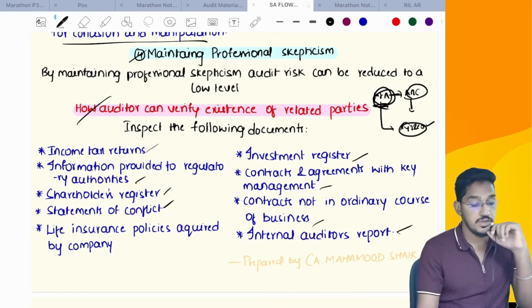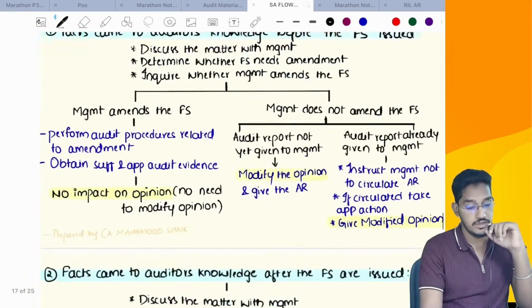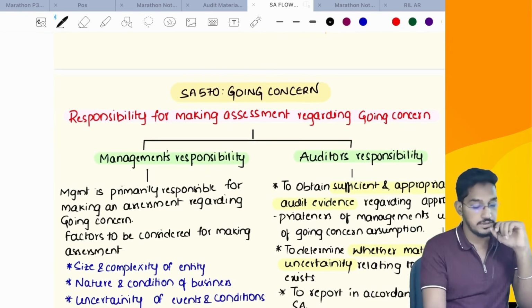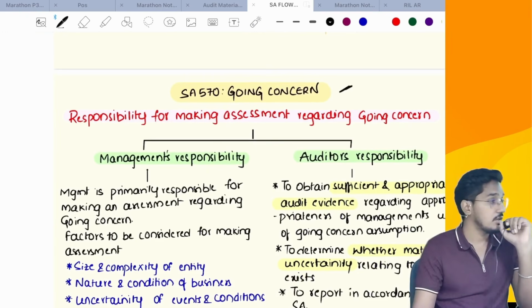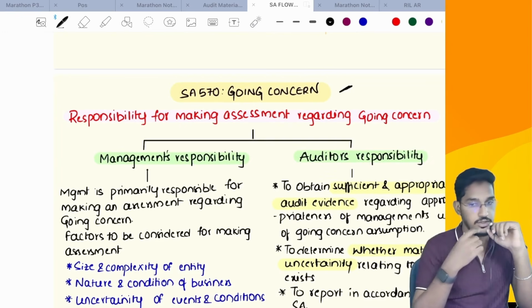So now what we will try to do is pick the next most important standard, SA 570. We will pick it now.